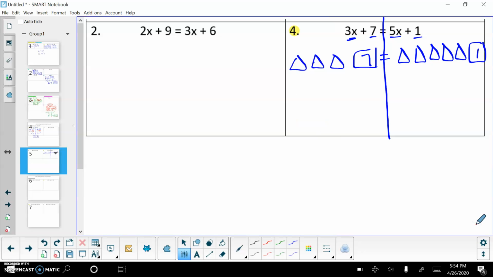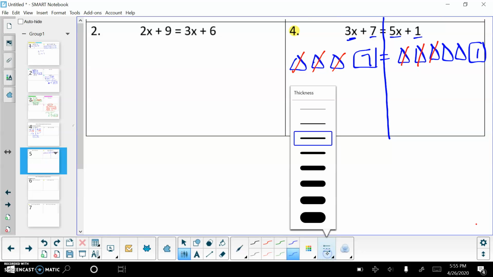We can take off, and I can do them one at a time if I want, or I can realize that I've got 3 triangles that I can take off of the left side, and I have enough to take off 3 on the right side. So if you kind of want to do it in one step, you can, or you can do it one at a time. You just have to make sure that you take off the same on both sides. In this case, I took off 3 triangles from both sides.